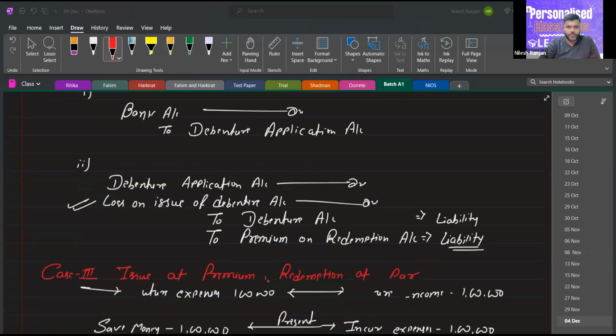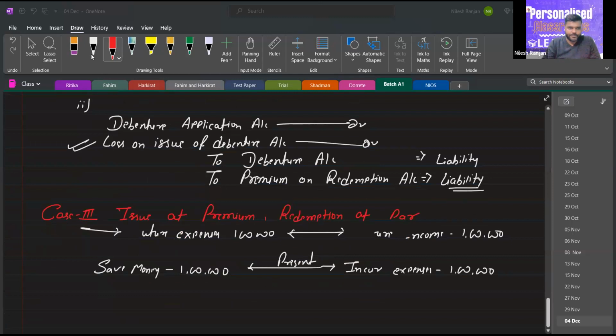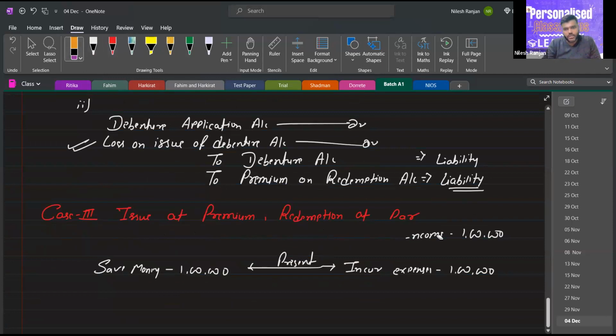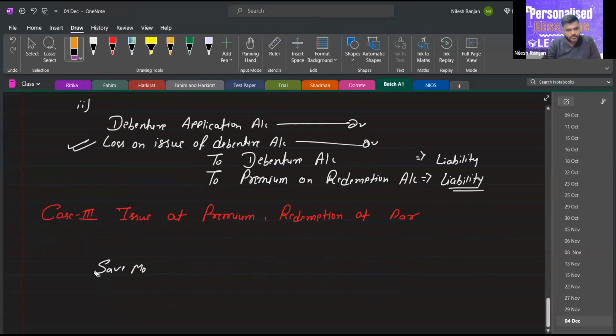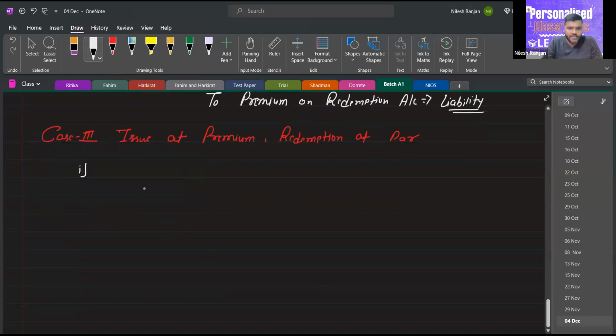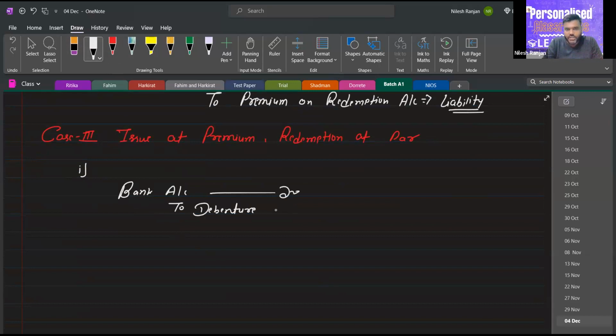Okay. So now the next case: issue at premium and redemption at par. Now, is there any profit or loss in this case? Yes, there is a profit at the time of issue. So the first entry will be bank account debit to debenture application account. And the redemption is at par, so there is no loss for the company.